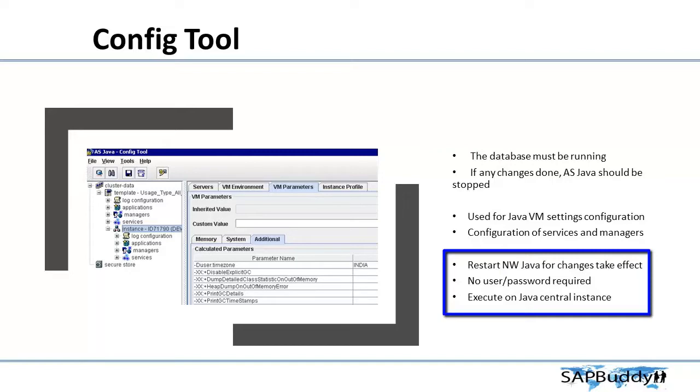You need to restart the server, and in order to log into the config tool, you need a username and password for the Java admin. And this particular program needs to be executed in the central instance only. This username and password is basically the password you define when you install the Java application server. You will have a master user ID, and you can also create additional admin users. The master user ID you will create, and you will also specify its password. Using that one, you can log into this config tool.